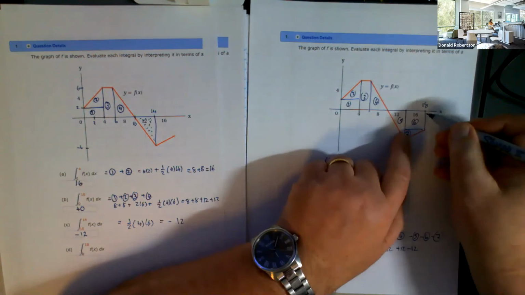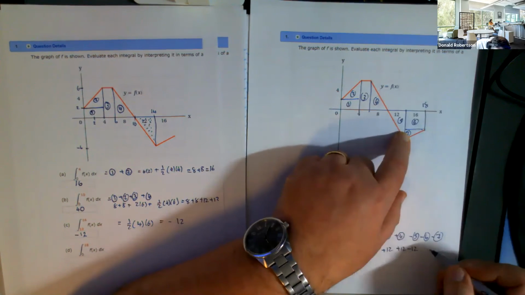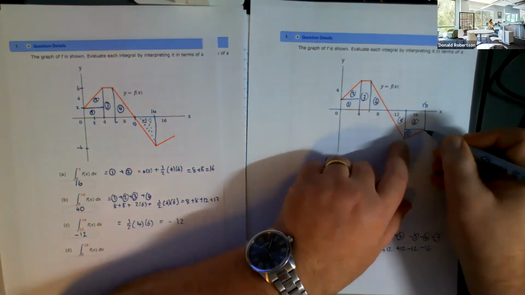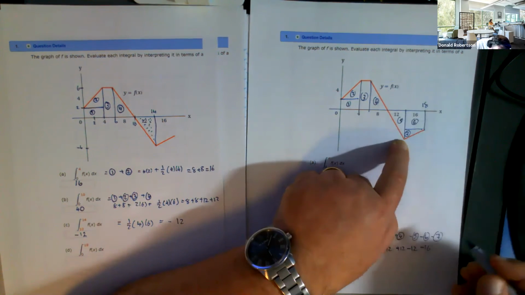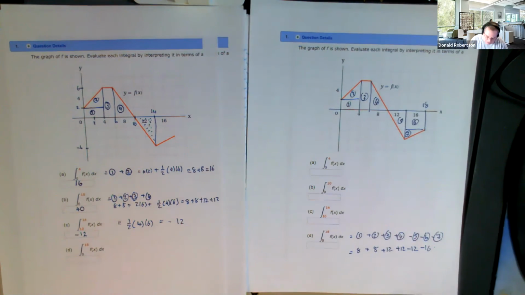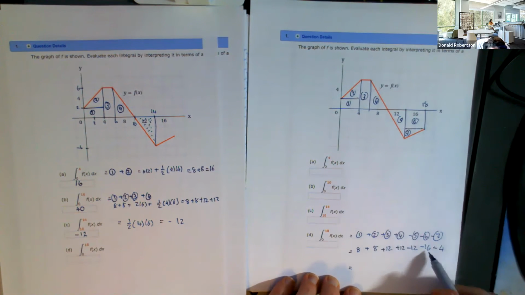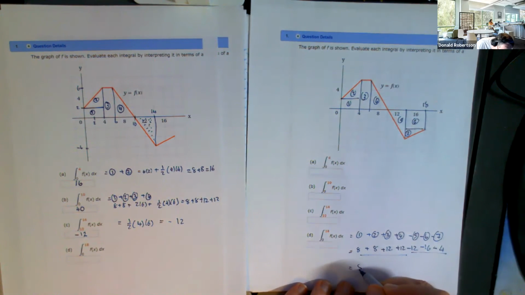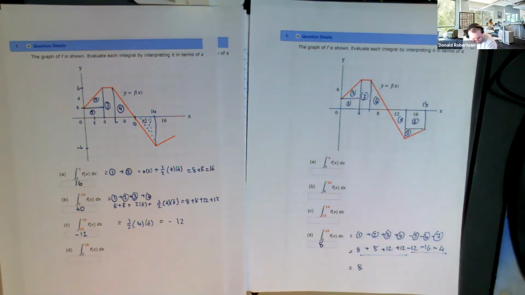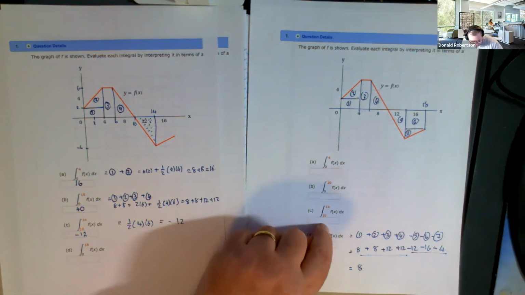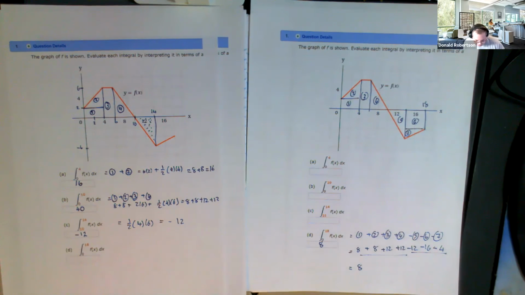This fella here is, what's that, 4 by 4, which is 16. And this little triangle is 4 by 2, and a half of 4 by 2 is 4. And so what do we get? We get all of this and all of that. 40, take away 32. The final answer is 8. So the area under this curve from 0 to 18 is positive 8.